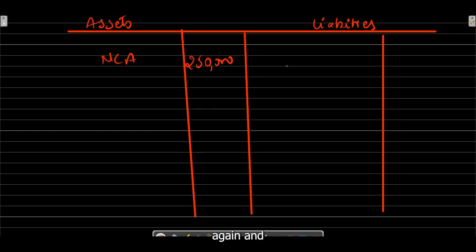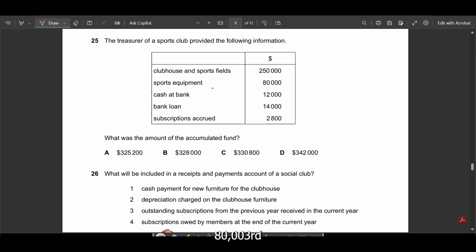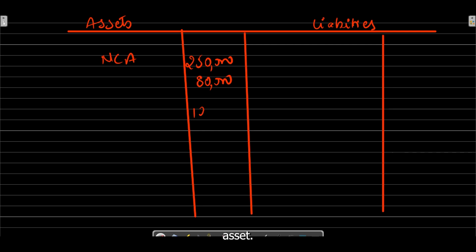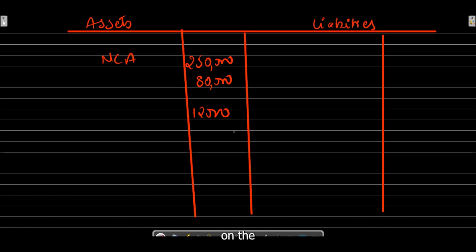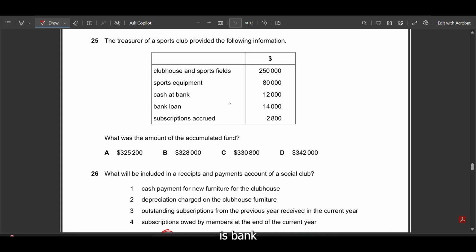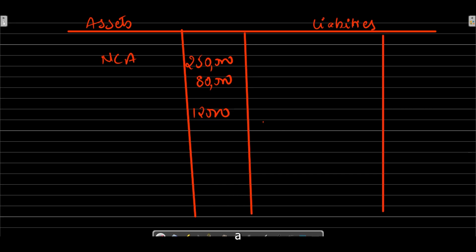For our understanding, non-current assets, I'm just writing sports equipment. Sports equipment is again an asset, so over here only I'll have to record 80,000. Third one is cash at bank. Cash at bank, again a current asset, so I'm recording it on the debit side of my balance sheet, under the asset column. Next is bank loan. Bank loan is always a liability, so I'm recording it under the liability section. Bank loan is how much? 14,000.